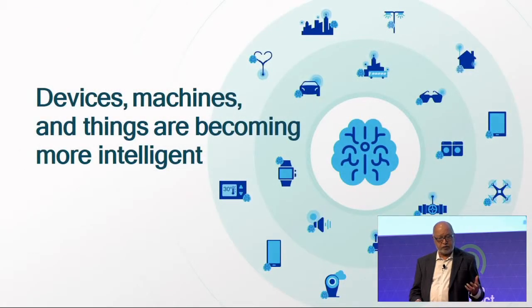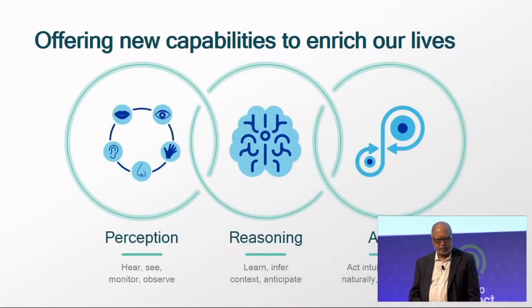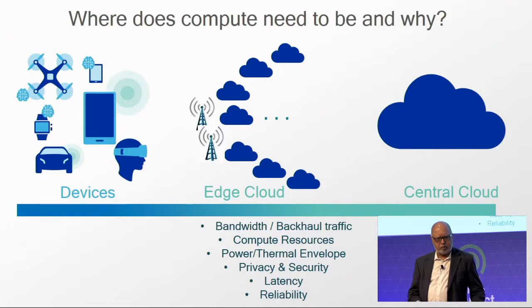So devices, machines, and things are all becoming more intelligent. So then the question is, where do we put the intelligence, and what are the parameters? I'll skip this one in the interest of time. So where do we need to put the compute, and why? And this is all general purpose as well as special purpose compute. Clearly, there's computation available in the device itself.